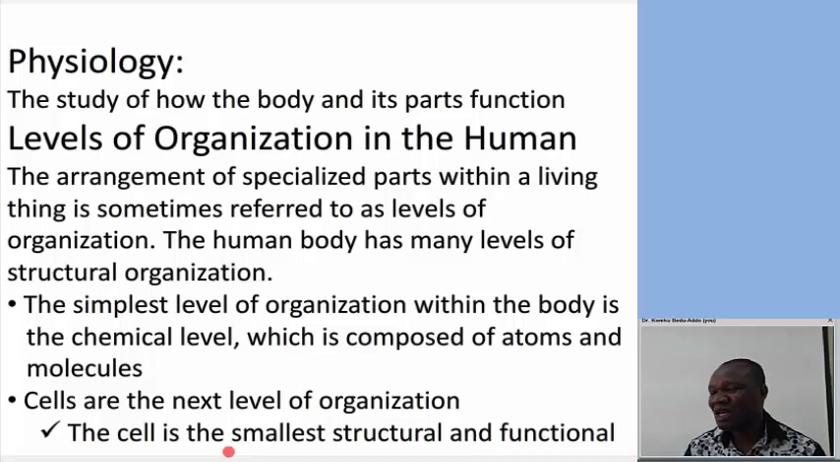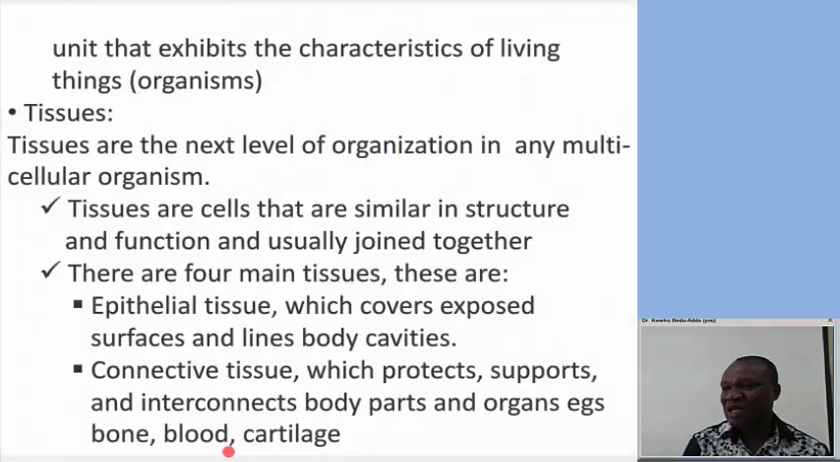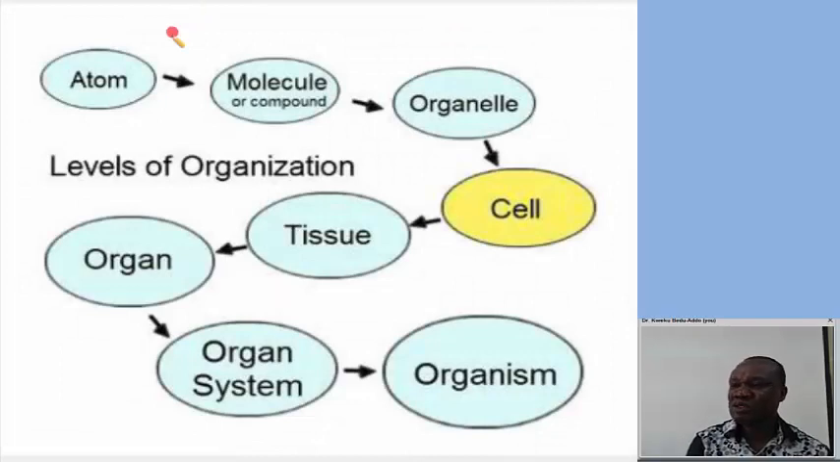So we're going to start from the basic level, which is the chemical level. Now, the chemical level is made up of atoms and molecules which come together to form macromolecules. Now, these macromolecules come together to form organelles, and the organelles come together to form a cell. So, from the atoms and chemicals, macromolecules, organelles to the cell will constitute the chemical level of organization, which is the basic level.